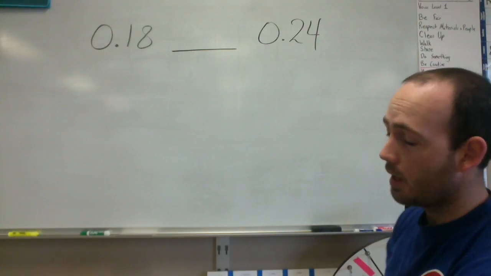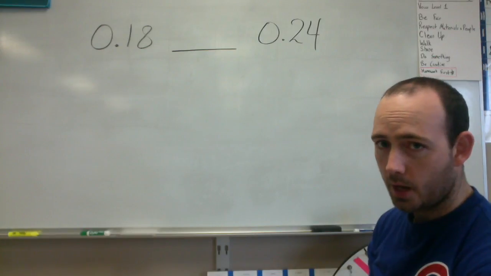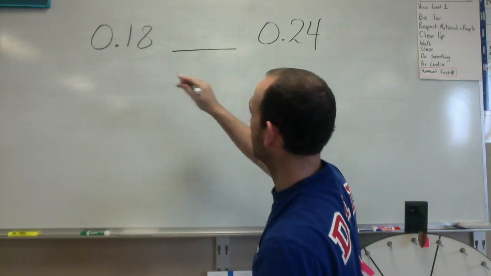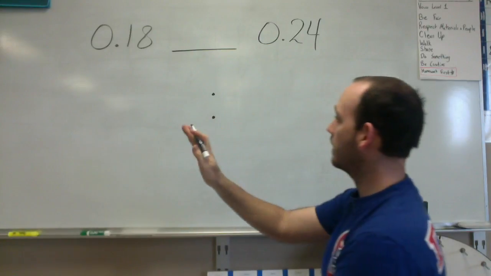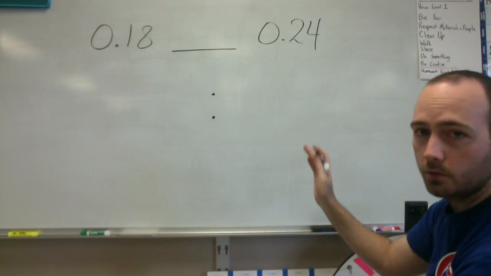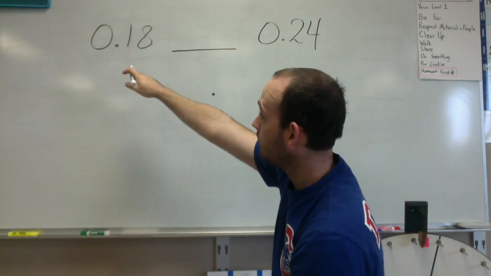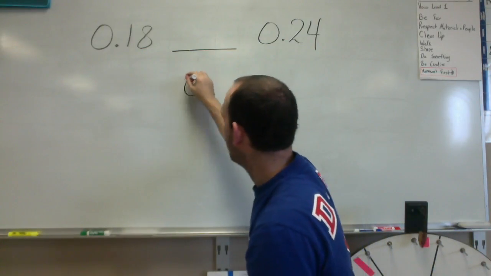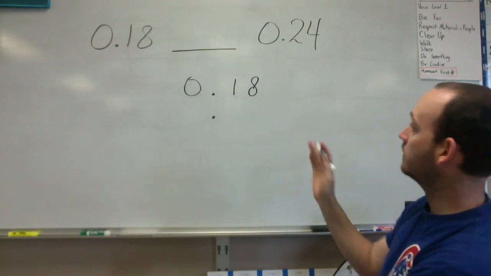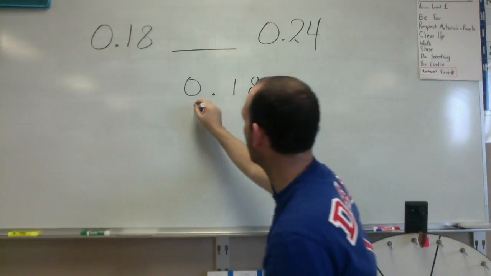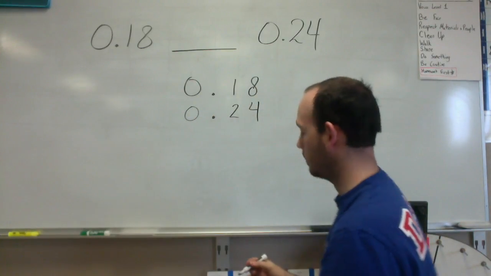That's okay. What I would recommend is rewriting these. The way I like to rewrite them is I put a couple of decimal points. There's two numbers, so I'm going to put 2 decimal points. Very important to keep everything nice and aligned in order to use this strategy. So I go to the first number. I see a 0 before the decimal, and I see a 1 and an 8 after. Everything nice and neat. This one I see a 0 before the decimal, and I see a 2 and a 4 after the decimal.